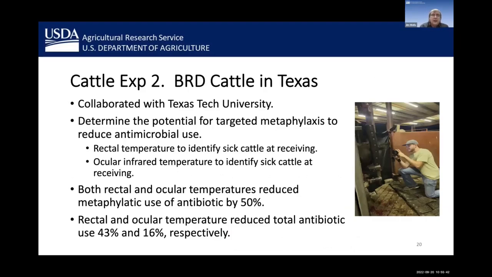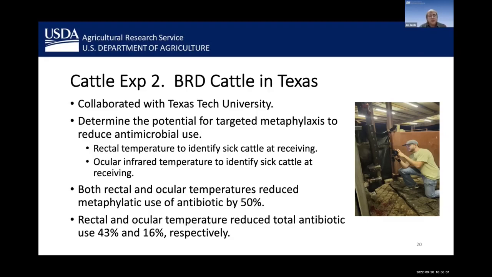We've also been looking, this is a study that's ongoing, and some of the preliminary data is being published right now, at bovine respiratory disease in cattle in Texas, in collaboration with Kristen Hill's lab at Texas Tech University. We had been talking a little bit about how we could do some targeted metaphylaxis. One of the ideas is that we could do rectal temperature with cattle at receiving. We decided to add upon that: let's look at eye temperature. It may be something where we'd be more hands off to identify sick cattle, see if we can get a good correlation to rectal temperature and use these metrics as a method of reducing antibiotic use or metaphylactic use on these cattle at receiving. Both of these interventions reduced metaphylactic use by 50%.